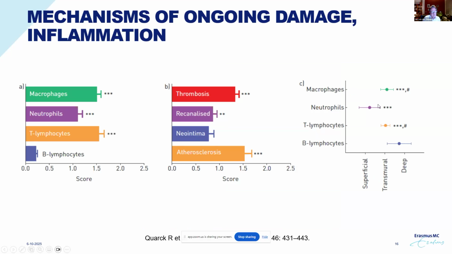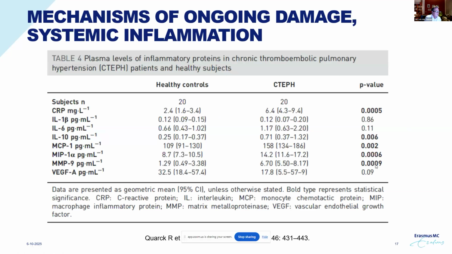In this study, they looked at the localization of these various types of inflammatory cells, and the neutrophils appeared to be particularly towards the surface of the lesion. This is also reflected in inflammatory parameters in the blood, so plasma levels of various pro and anti-inflammatory cytokines are raised in patients with CTEPH compared to healthy controls.